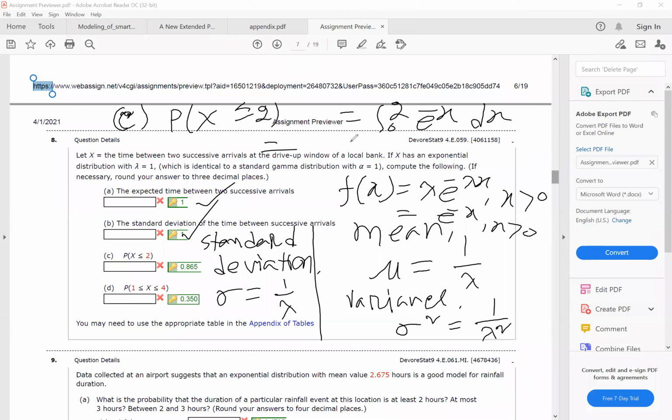If you integrate this one, it will be negative e to the power minus x, with x from 0 to 2. So it will be negative e to the power minus 2 minus negative e to the power minus 0. So it will be minus e to the power minus 2, and this is negative, so it will be plus e to the power 0, which is 1. So it will be negative e to the power minus 2 plus 1. So the probability is 0.865.